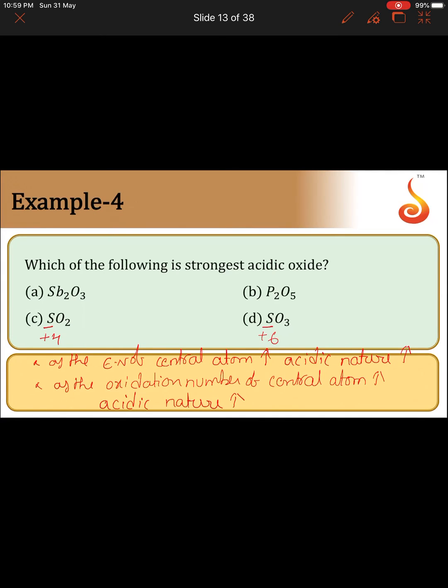So as the oxidation number of the central atom increases, acidic nature increases. So SO3 has the more acidic nature. So the answer is option D.